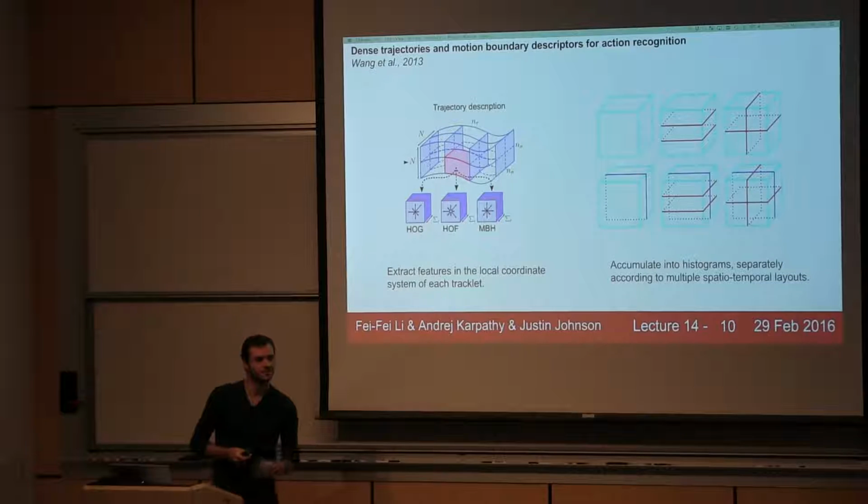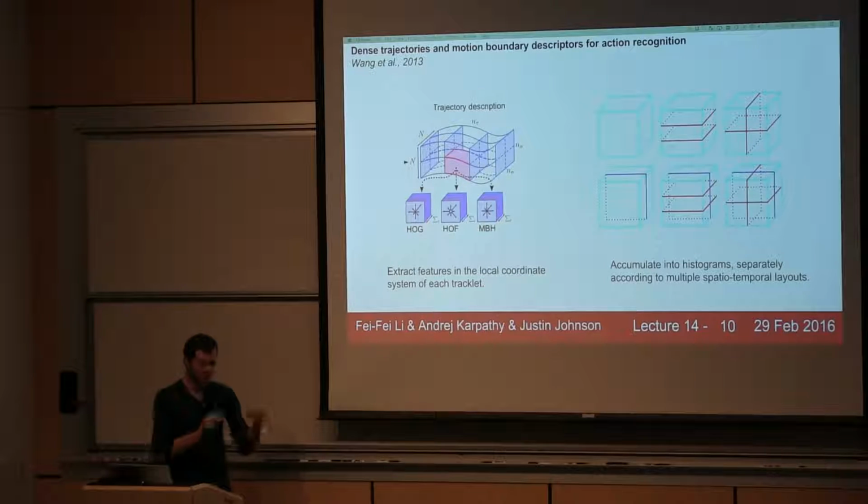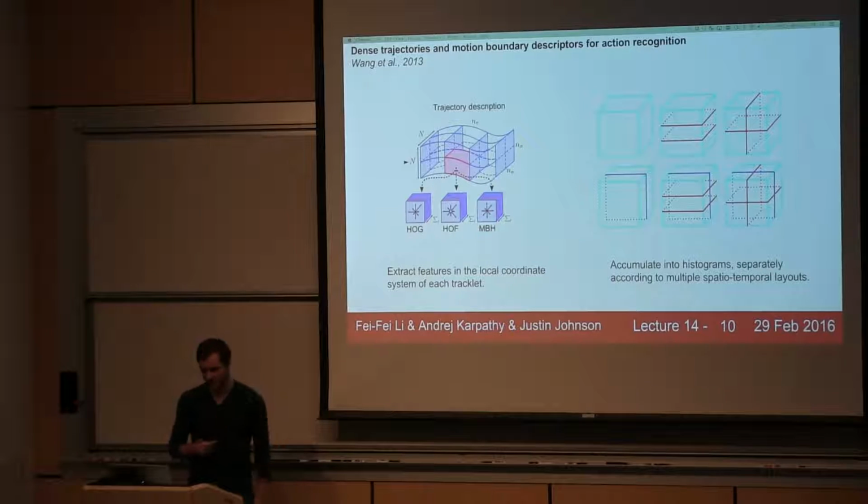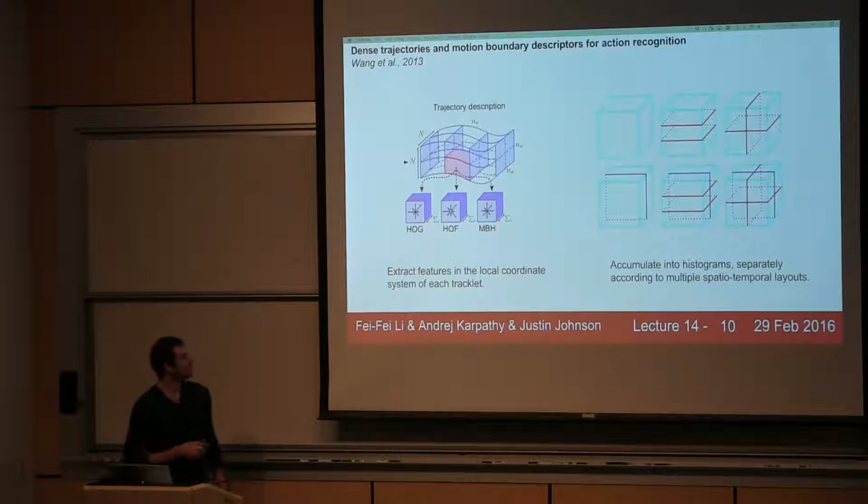Question? How are you defining a tracklet? Yeah, so for a tracklet, just think of it as 15 frames, and it's just XY positions. So 15 XY coordinates. That's a tracklet. And then we extract features in the local coordinate system.